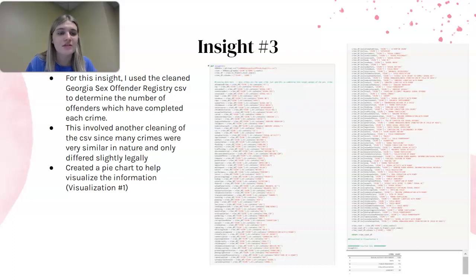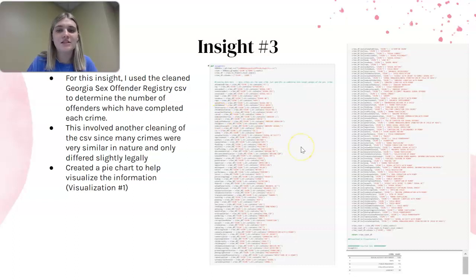This involved another cleaning of the CSV since many crimes are very similar in nature and only differed slightly legally. Some big examples I saw were sexual activity with minor and sexual activity with child. I think legally these do slightly differ based on ages of the person, but for this project, since it was a general purpose and I wanted the data more to be generalized, I would combine them into the same category.